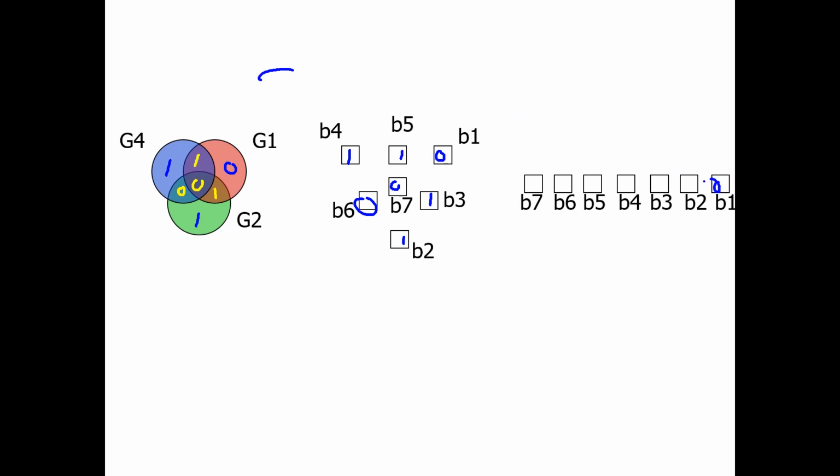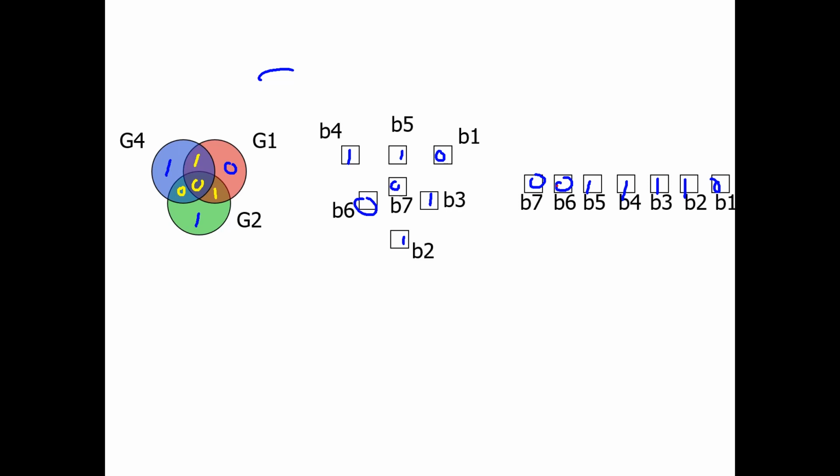B1 is 0. B2 is 1. B3 is 1. B4 is 1. B5 is 1. B6 is 1. B7 is 0, 0. Okay, send the data.